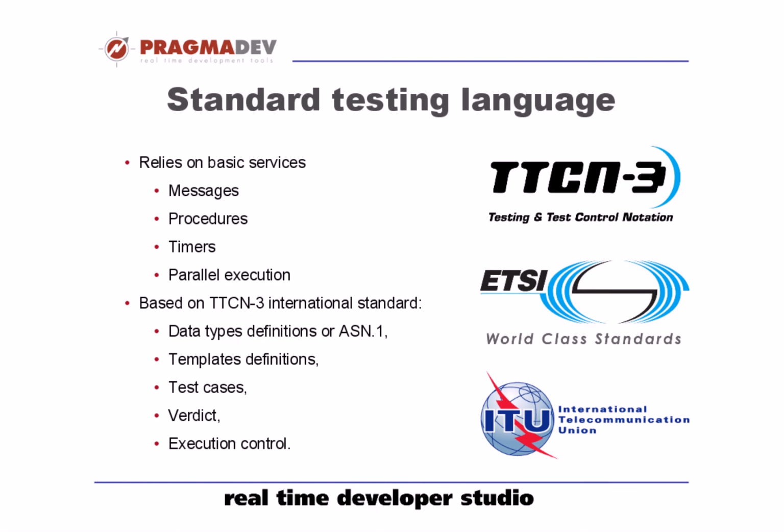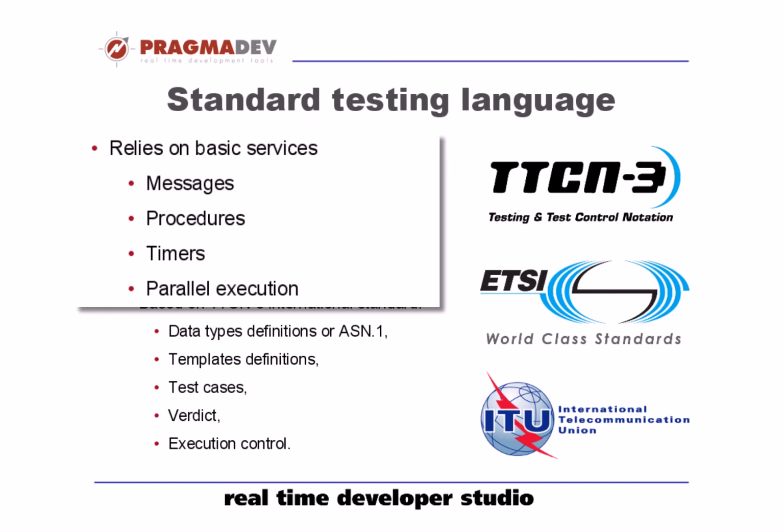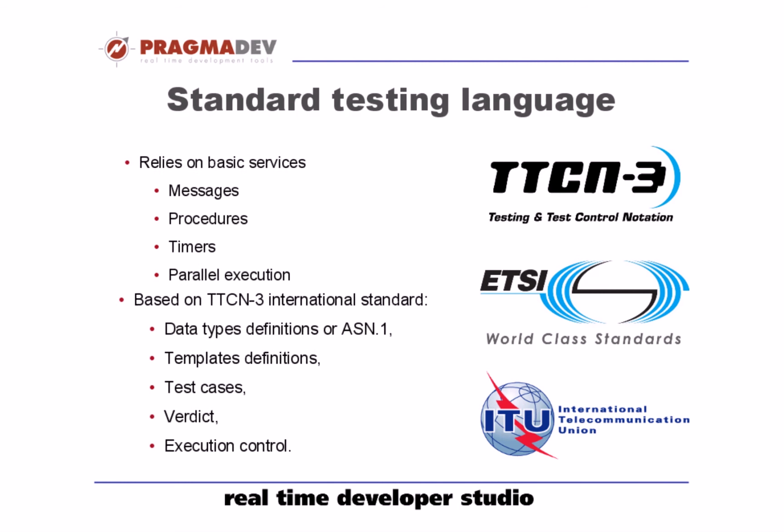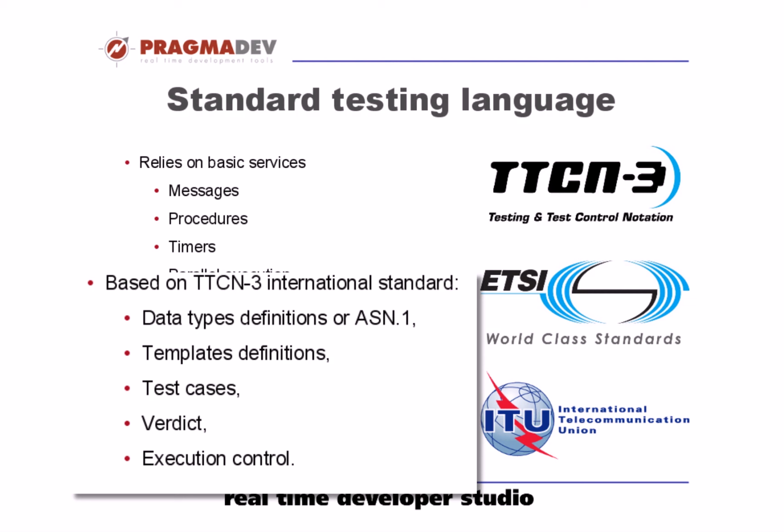TTCN3 is a textual language that includes high-level services such as messages, procedures, timers, and parallel execution. TTCN3 also includes its own data types, the concept of template in order to verify an information in one statement, a test case organization, and the concept of verdict.